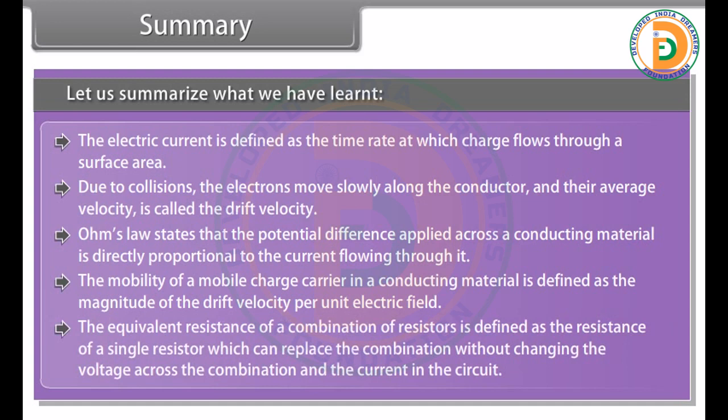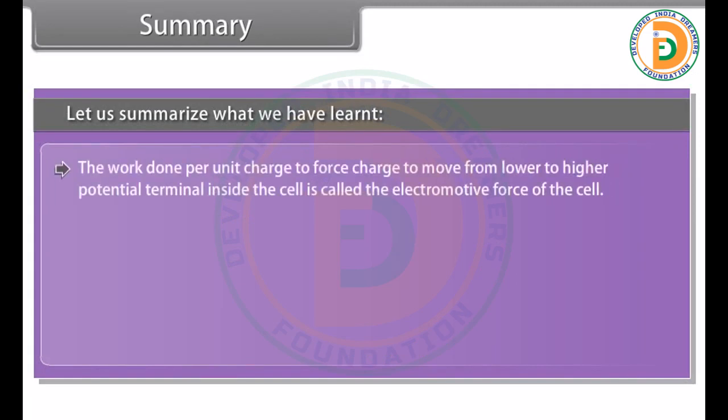The equivalent resistance of a combination of resistors is defined as the resistance of a single resistor which can replace the combination without changing the voltage across the combination and the current in the circuit. The work done per unit charge to force charge to move from lower to higher potential terminal inside the cell is called the electromotive force of the cell.